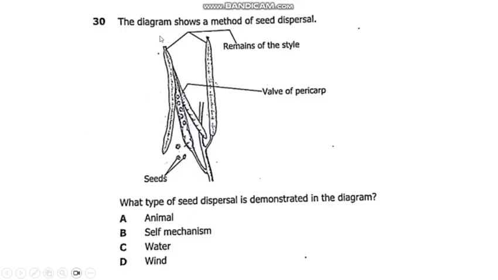The question reads, the diagram shows a method of seed dispersal. So this is the diagram. We have the remains of the style, the valve of the pericarp. We also have the seeds that are falling off. So what type of seed dispersal is demonstrated in the diagram? A. Animal dispersal. B. Self-mechanism dispersal. C. Water dispersal. D. Wind dispersal. So just like I've said, you can see that here the fruit is open, hence the seeds are falling off. So this type of dispersal is called self-mechanism dispersal.